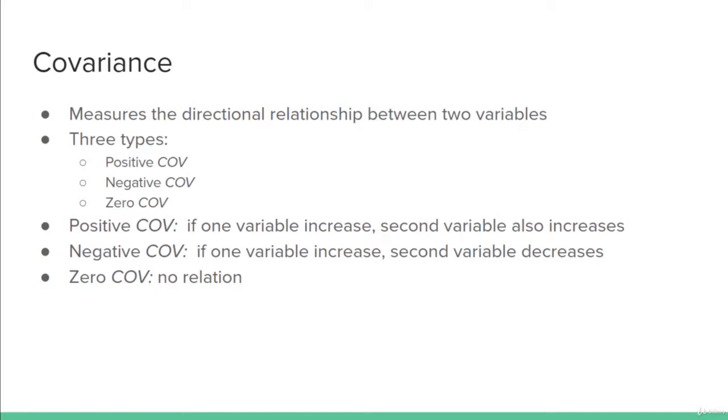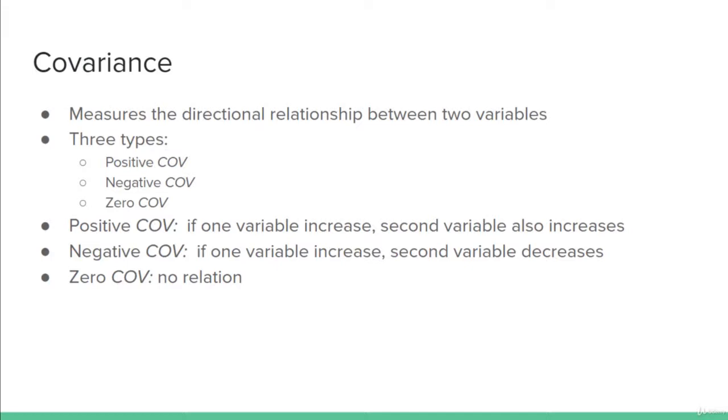So covariance is a measure that tells us the relationship between two variables, and it tells us by positive, negative, and zero values. So if the covariance value is positive, we say that the two variables have a direct relationship with one another, which means that if one variable increases, the other variable also increases. And a negative covariance value would indicate that if one variable is increasing, then the second variable would be decreasing. This exhibits the inverse relationship between the two variables, and zero covariance tells us that there is no relationship between the two variables.